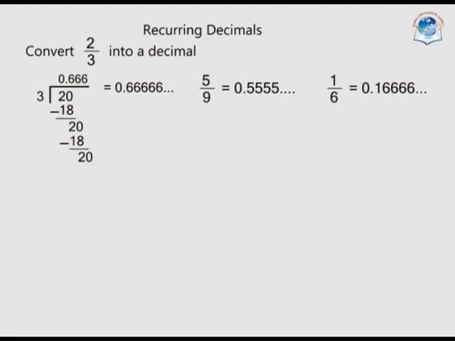Recurring decimals could also have more than one recurring digit. For example, 9 over 11. 9 over 11 is equal to 0.818181. 8 and 1 keep recurring.